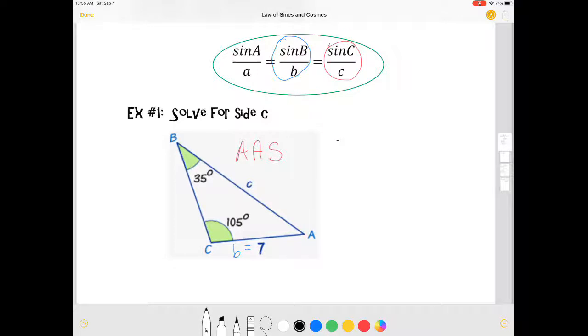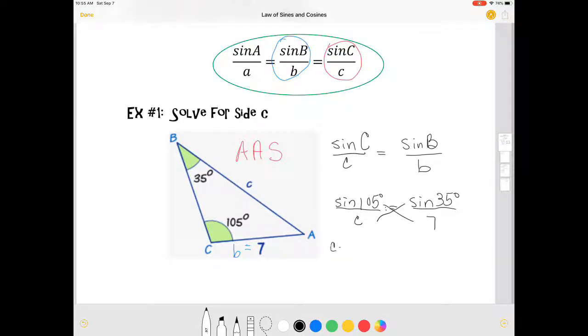So we need to write the sine of C over C equals the sine of B over B. And now plug in all the information. We have the sine of angle C is 105. Side C is what we're solving for. Then we have the sine of angle B is 35 degrees, over side B, which is 7. And now remember, the next thing you do is cross multiply. So we multiply along the diagonals. We get C times the sine of 35 degrees equals 7 times the sine of 105 degrees.